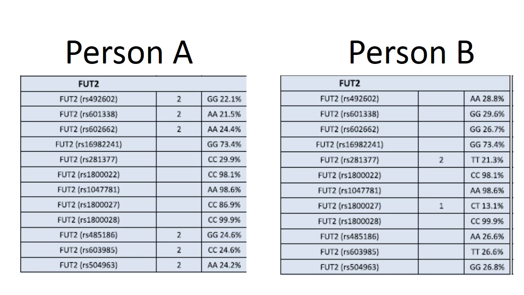By comparison, the person on the right, person B, has very few variants in the FUT2 gene. What this tells me is that the person on the left is going to have a greater need for probiotic supplementation and will be more susceptible to not only gut-related problems such as irritable bowel, but he or she is also more prone to immune challenges such as chronic infections and autoimmune conditions.